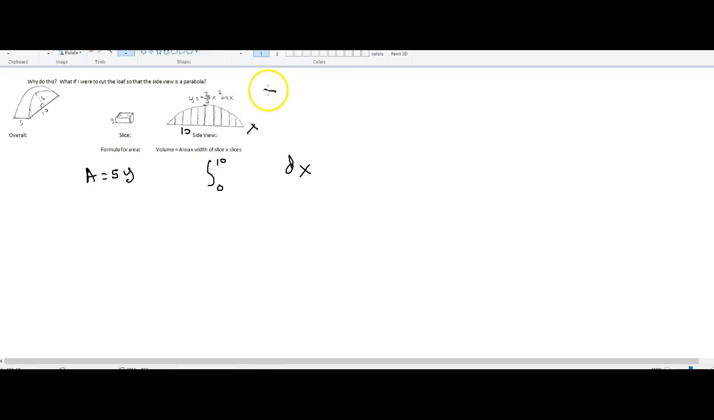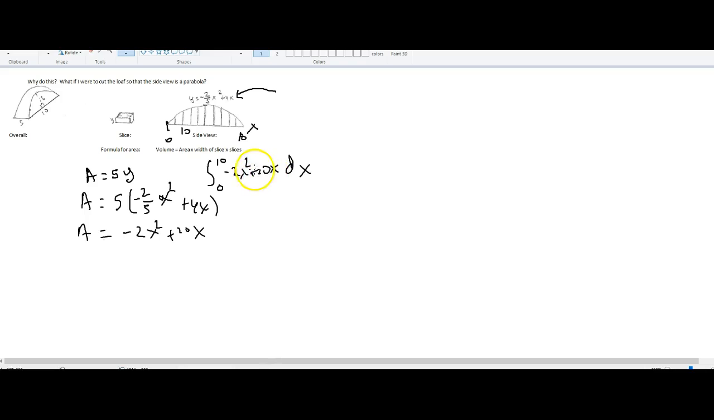And so I casually gave you the equation of a parabola. So you would quickly go, aha, y can be written in terms of x as long as I steal that equation and make it 5 times negative 2/5 x squared plus 4x. A little bit more area time, and I get negative 2x squared plus 20x. And so I now have an area formula that I can integrate as I walk from x equals 0 to x equals 10.